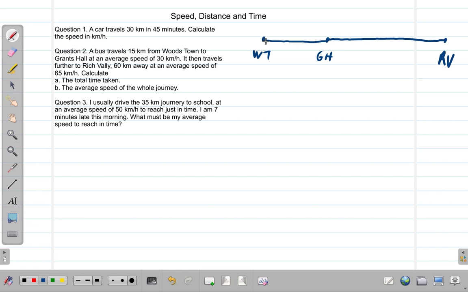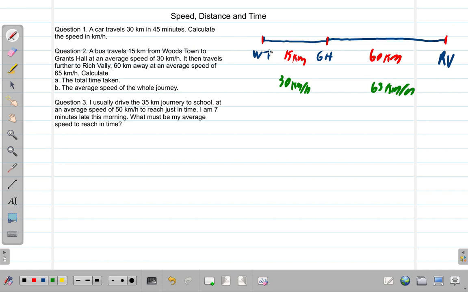Sometimes it's nice to have a little sketch and a pictorial view of what you're doing. This is 15 kilometers away. So 15 kilometers, and this is 60 kilometers. So we have the distances. As for the speeds, 30 kilometers per hour, 30 kilometers per hour, and this one is 65 kilometers per hour.